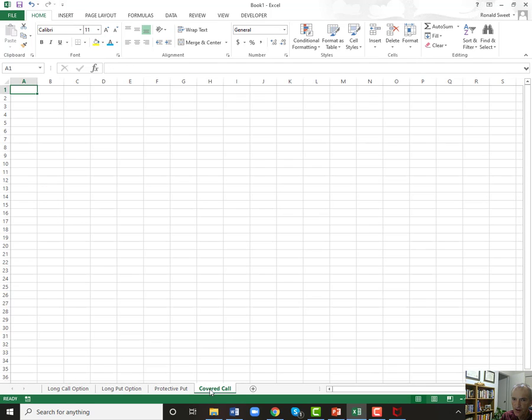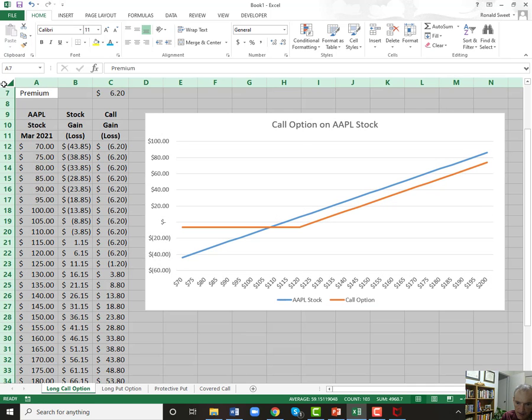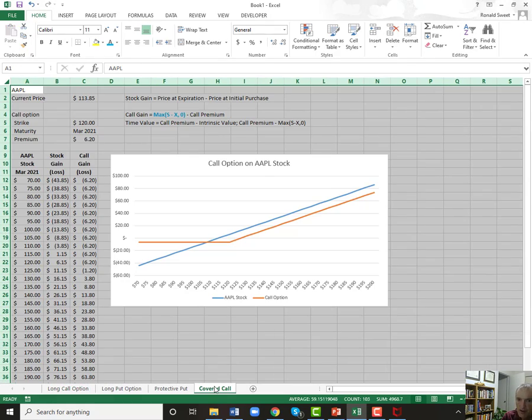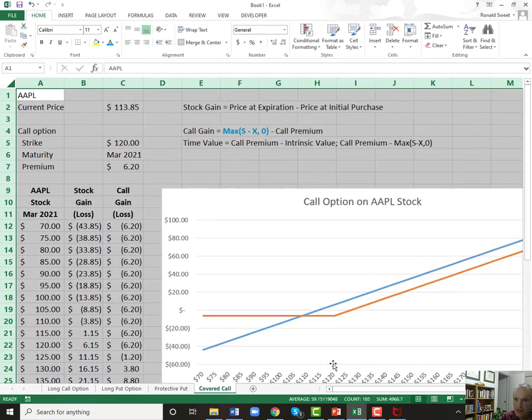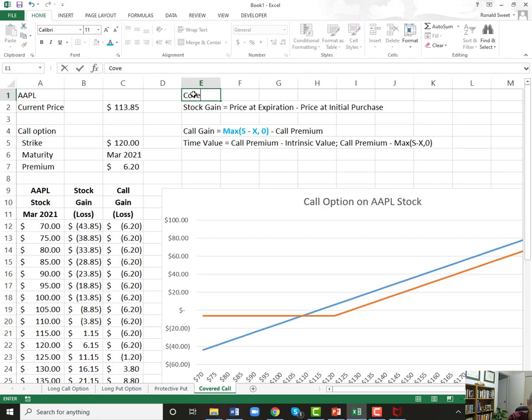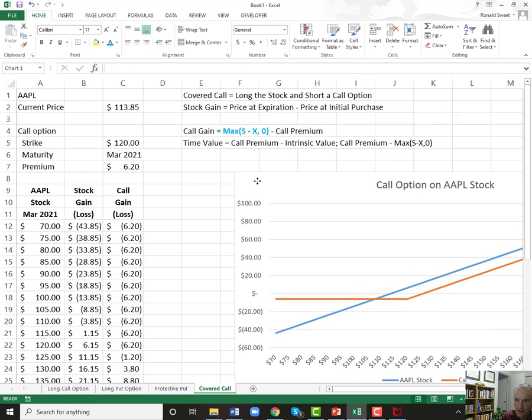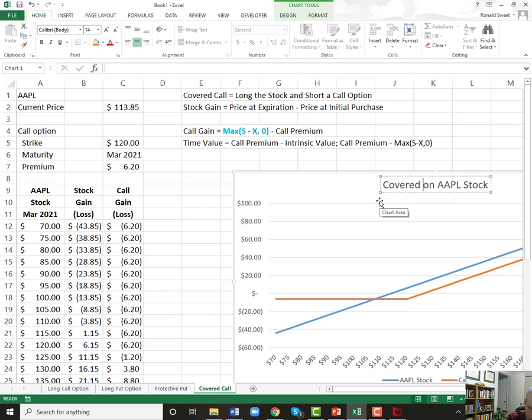So let's do a covered call. A covered call is going to look a lot like the call, so I'll copy this call one over. Let's look at a covered call and see what that is. A covered call is you're long the stock and you're short a call option. You're probably not going to like this strategy, but that's okay. We'll set it up. This is a covered call on Apple stock.